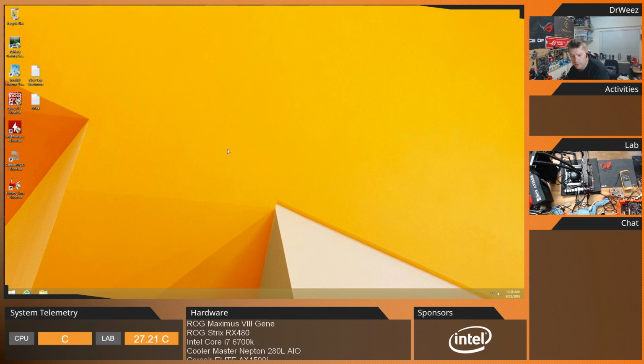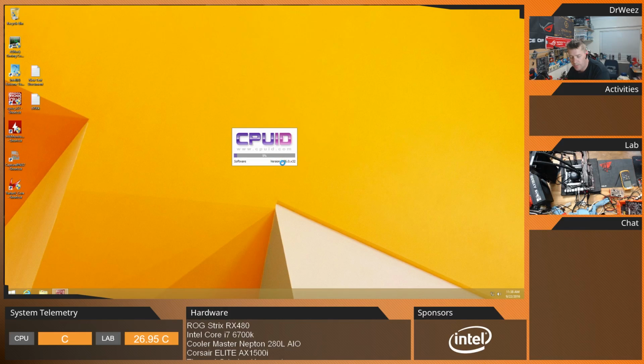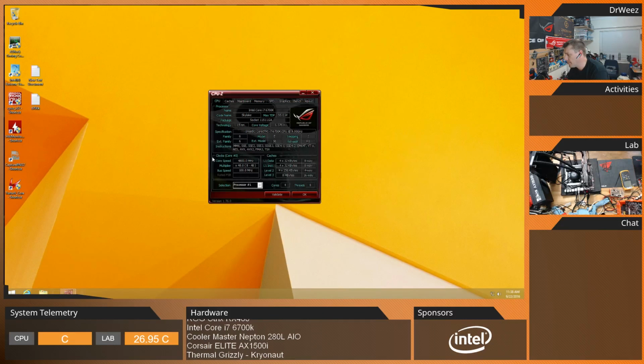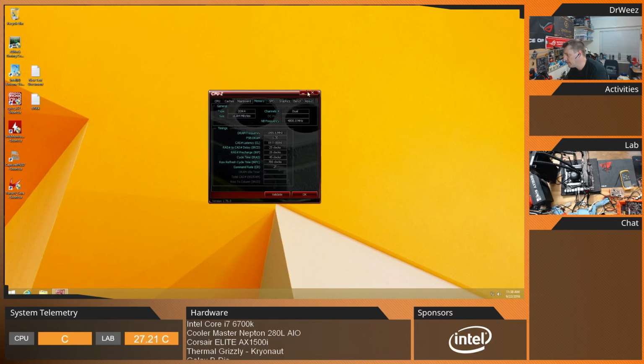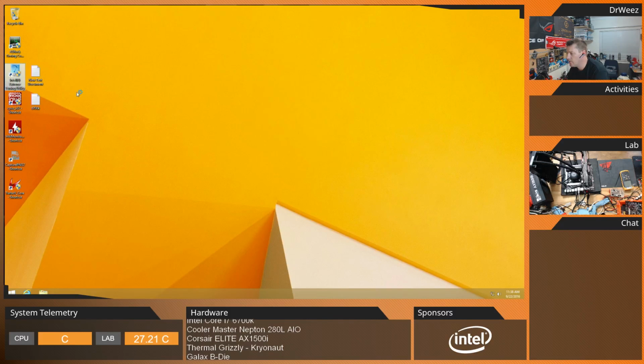Alright, so where we're at now, we have got our CPU set to 4.8, we've got our memory set to 2000. We'll go ahead and run a benchmark and get a score.